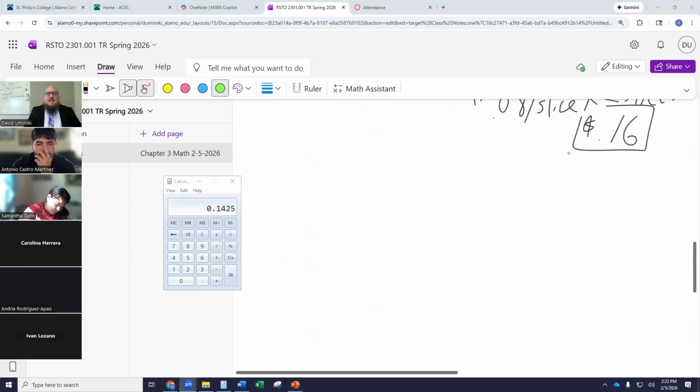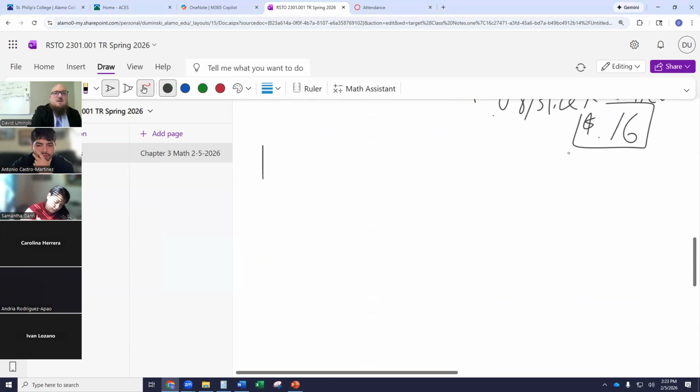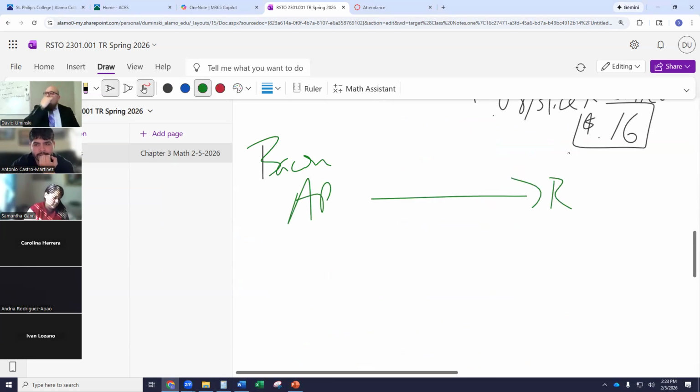So let's look at our bacon. Go back to pen. Let's go green. Bacon. Okay. AP to recipe. What did you guys get for your cost for bacon? Anybody do bacon? You all went to sausage. You did bacon, Cherokee? What'd you get? Okay, so 0.64. I think I saw online 0.66. Let's look at it.